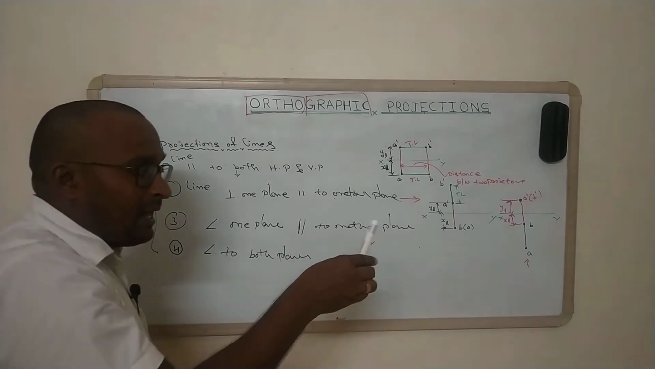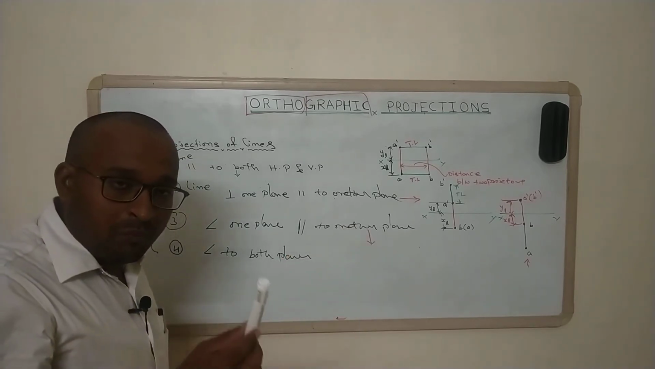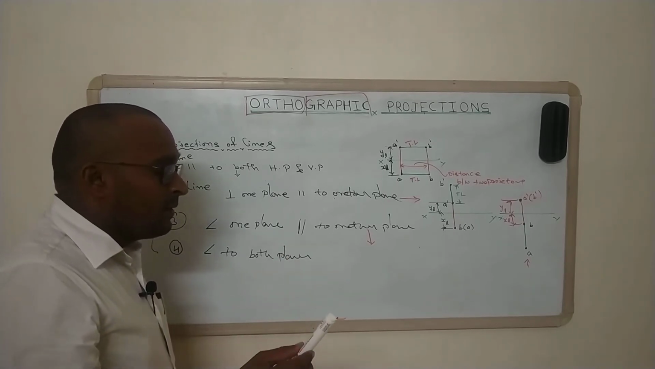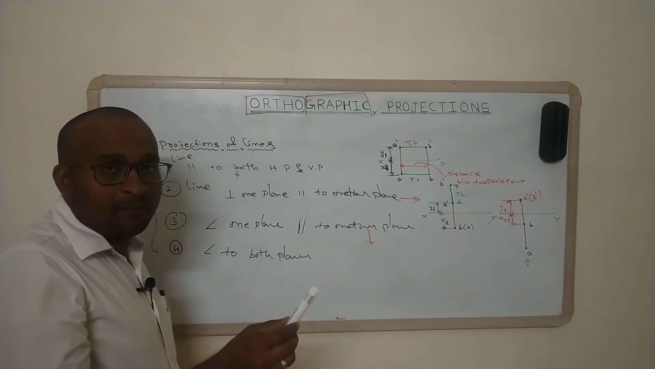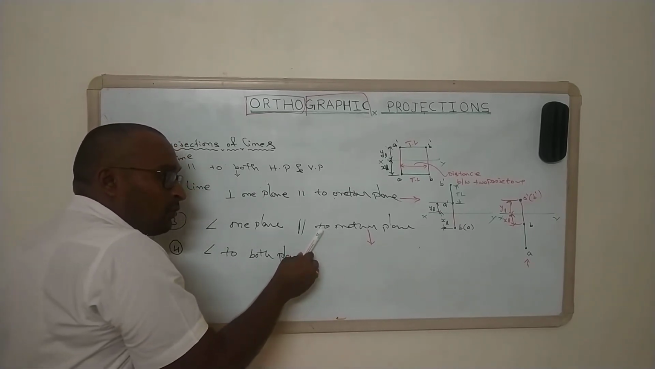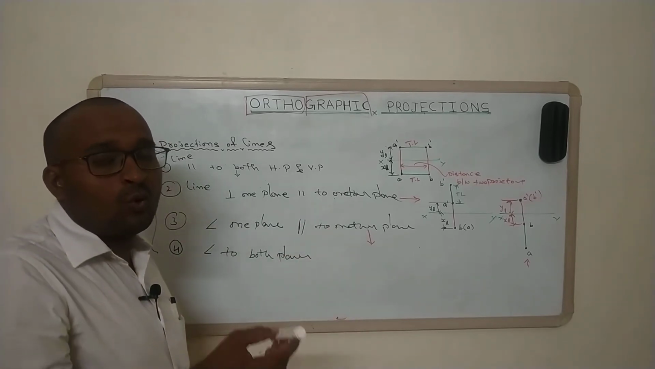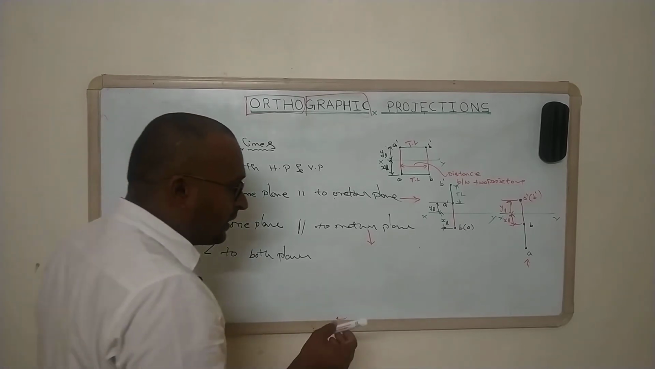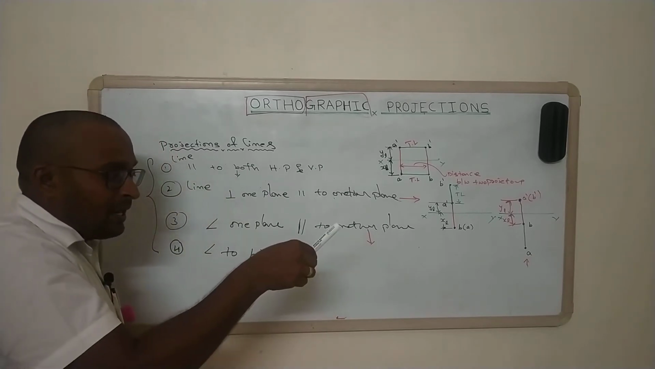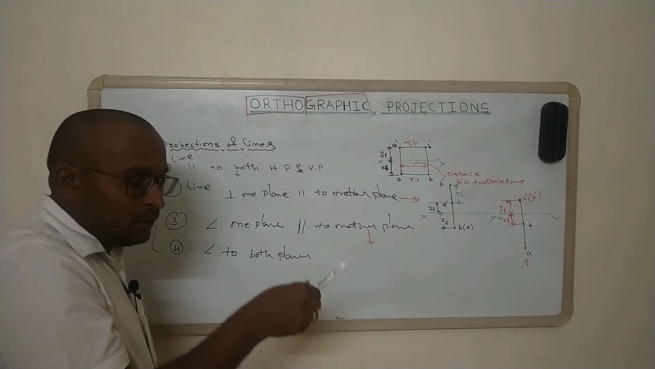Let us say a line is inclined to HP and parallel to the VP. Please remember, whenever we are going to solve these kinds of problems, we should start with either the front view or the top view, whichever view consists of the true length. So we should start with that particular plane. Let us say here a line is parallel to VP, inclined at an angle of theta degrees with respect to the HP.